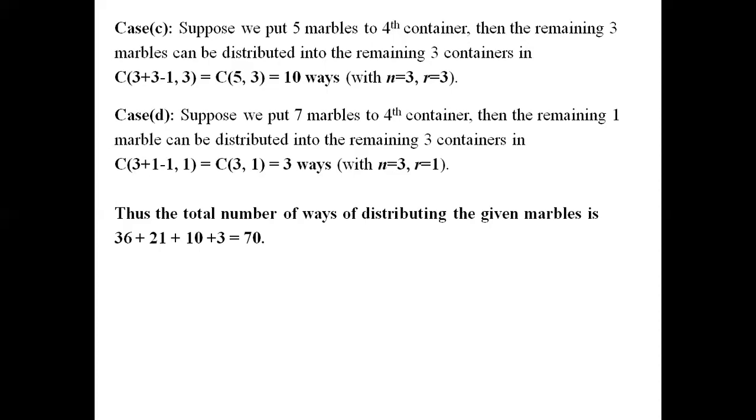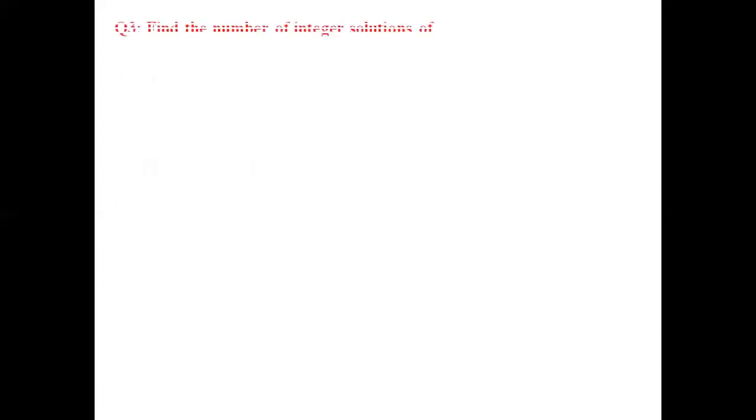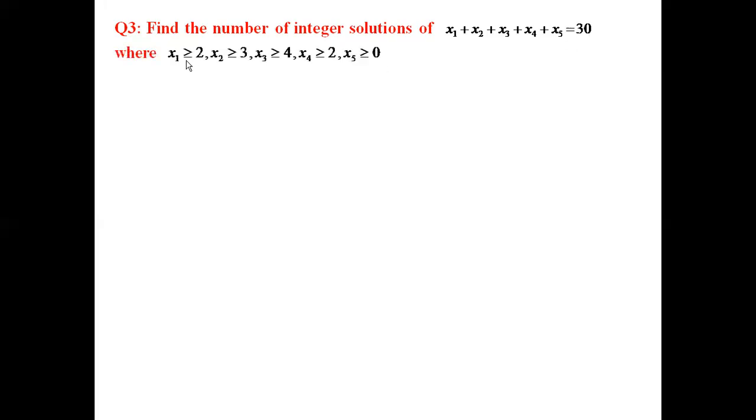Now we'll see another problem which is based on integer solutions. The question is, find the number of integer solutions of x1 plus x2 plus x3 plus x4 plus x5 is equal to 30, where x1 is greater than or equal to 2, x2 is greater than or equal to 3, x3 is greater than or equal to 4, x4 is greater than or equal to 2, x5 is greater than or equal to 0.